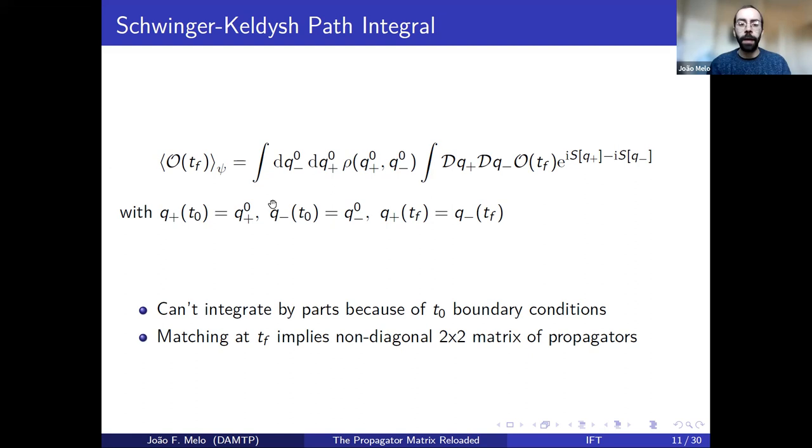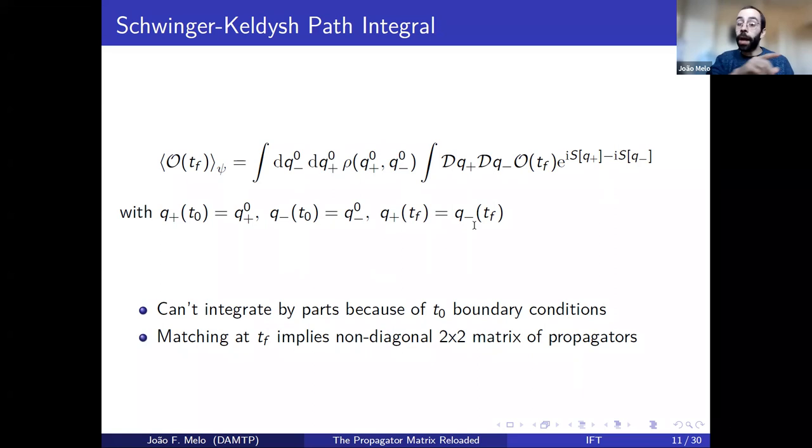I need to know what rho is. But even if I'm brave enough and I choose a rho, I know what rho is in some free state, for example, I can turn this into an initial position calculation. In the end, I have an S[Q plus] and an S[Q minus]. I imagine I have two propagators, one for Q plus and one for Q minus, with maybe some complications here. But that's not true, because Q plus is equal to Q minus at TF. So there's some mixing there, and it's as if I had some quadratic mixing instead of just having the action sum. So I'm going to have a propagator that goes from Q plus to Q minus.